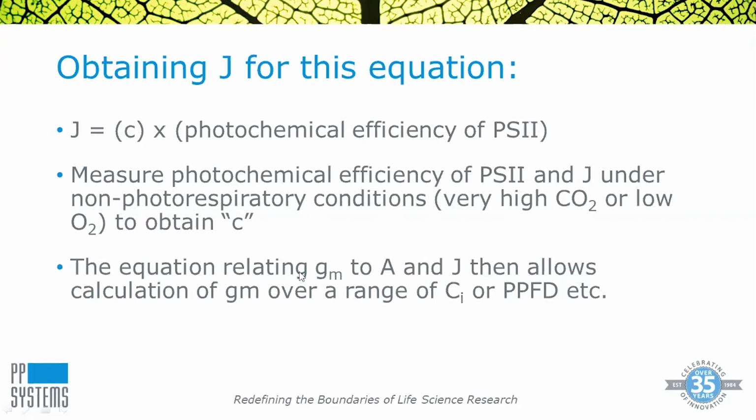So then, with the equation on the previous slide, once we have a value for J, the equation tells us how to estimate GM from A and CI. And you can do it over a range of CI, you can do it over a range of light intensities. So in that sense, it's much more flexible than the constant J method, because it can be used under a broader range of environmental conditions.